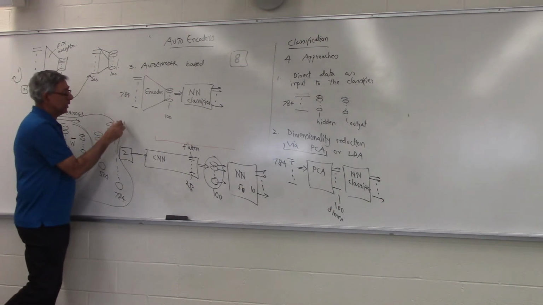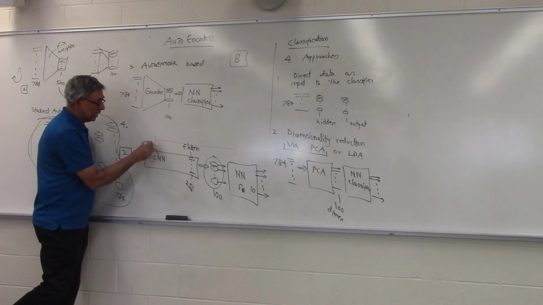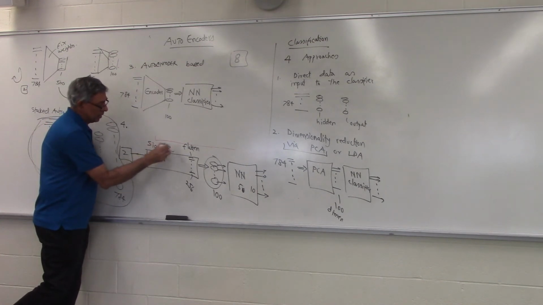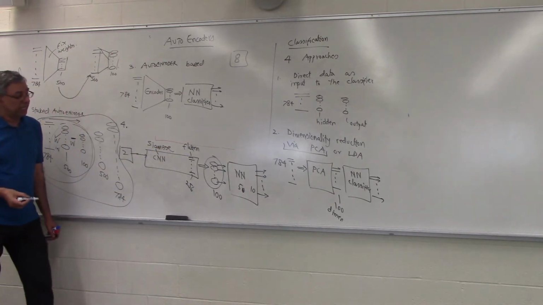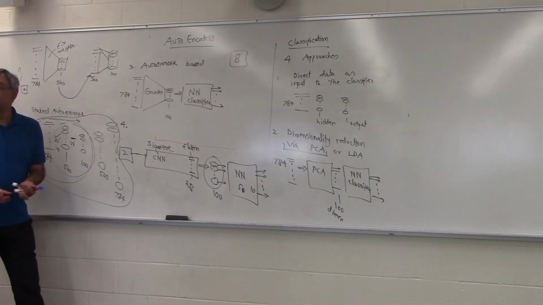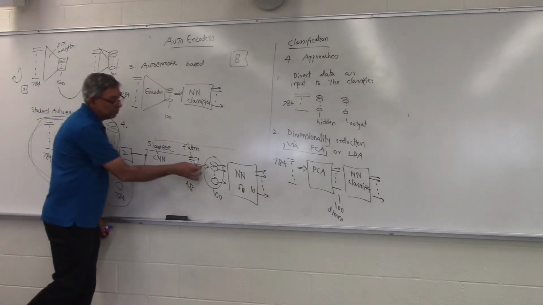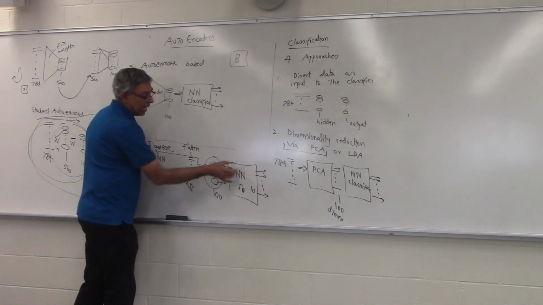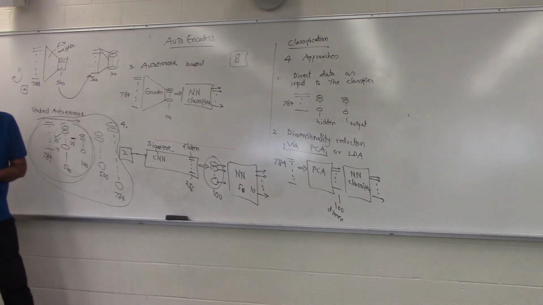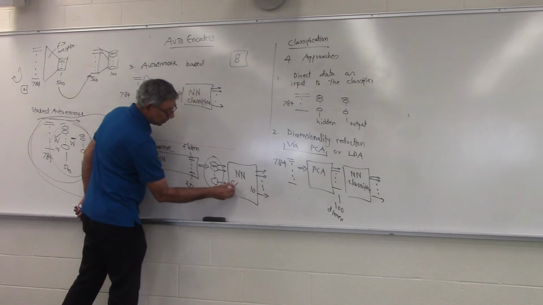Fourth approach is we feed it to a Siamese CNN. We flatten it, we reduce the dimensionality to 100, and again, once the Siamese has been trained properly, we use the output of the Siamese as input to a classifier. So that's the fourth approach.